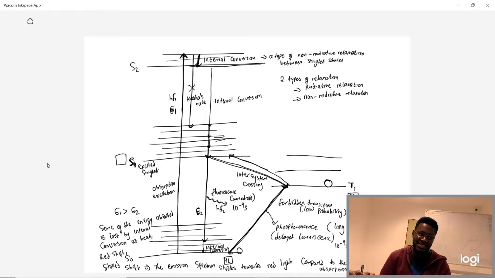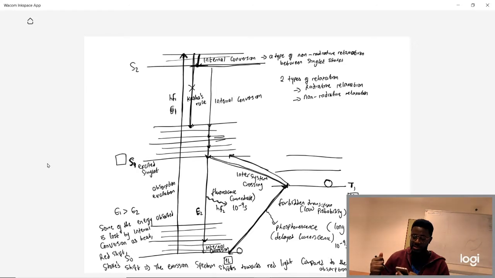So we have talked about internal conversion, and we talked about Kasha's rule. Remember what Kasha's rule is? Kasha's rule says that you cannot go from here directly to here. You have to go from the lowest energy level of that singlet level. That's Kasha's rule.